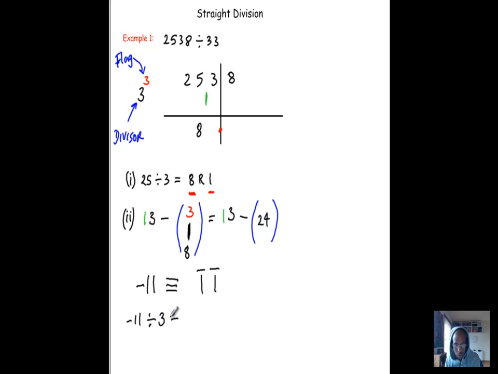Right, and that's coming to, how many 3's in 11? It goes 3, and how many have got left over? 3 remainder 2, because 3 3's are 9, add 2 is 11. But it's negative, isn't it? So we need to put a bar on the top of both of these, like so. It's minus 3, minus 2.